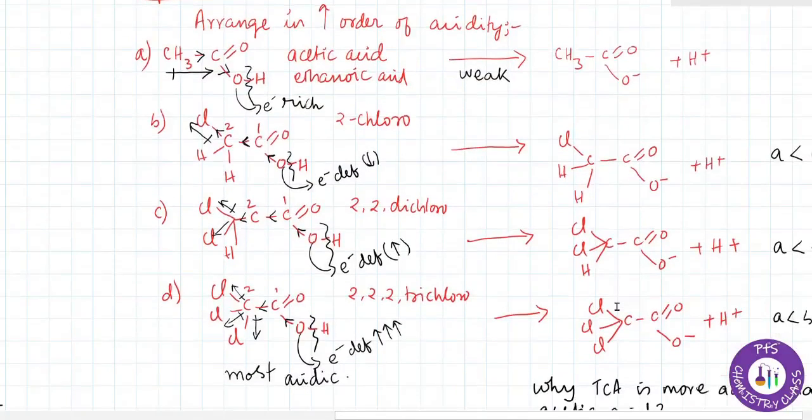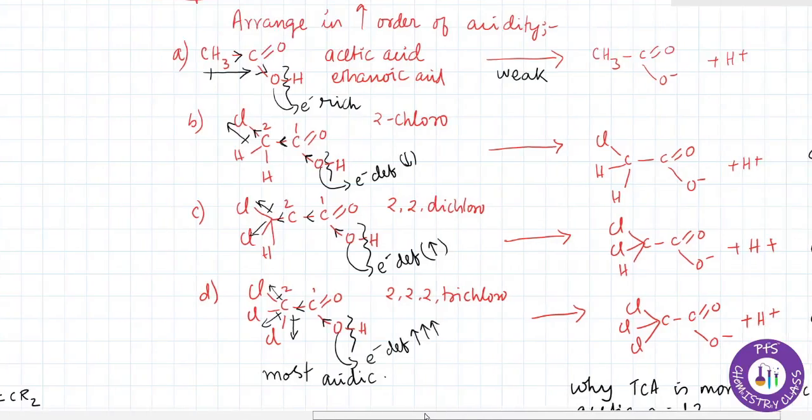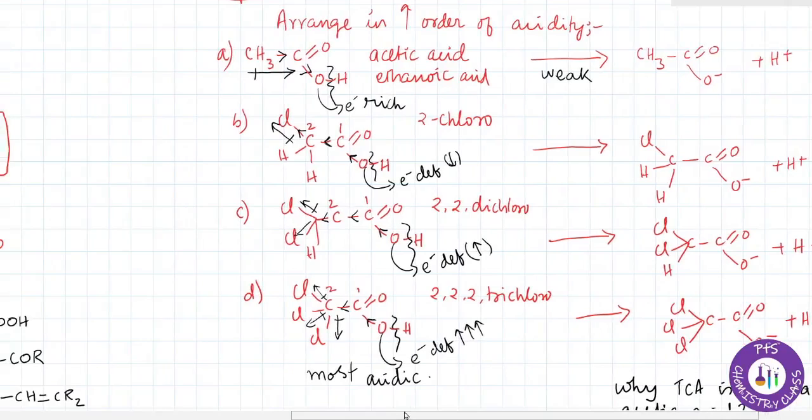now we have a question. Arrange the following in the increasing order of acidity. Here we have given a few compounds. The first compound, you can see, is acetic acid, CH3COOH. It is ethanoic acid or acetic acid.